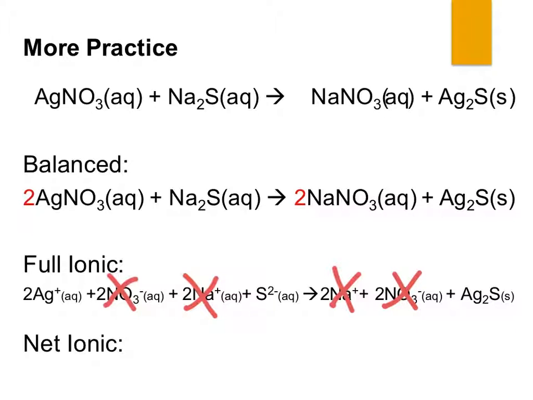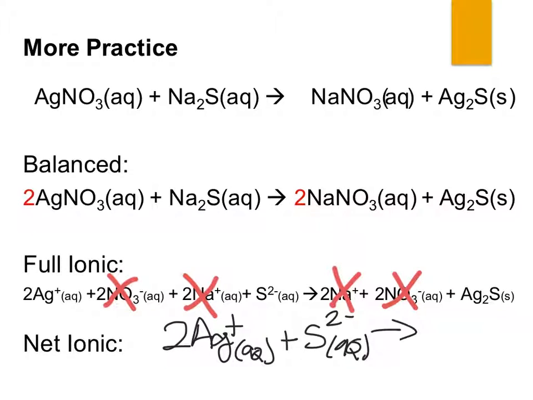So my net balanced equation, or net ionic equation that's balanced, is the following. We have to list it as 2Ag+ aqueous plus S2- aqueous yields silver sulfide solid. All right, so that's my balanced net ionic equation.